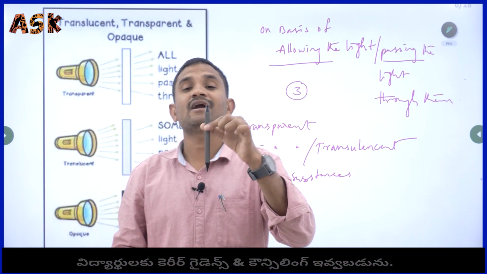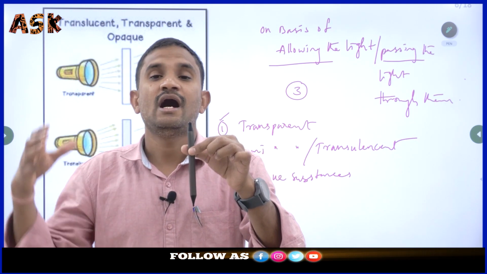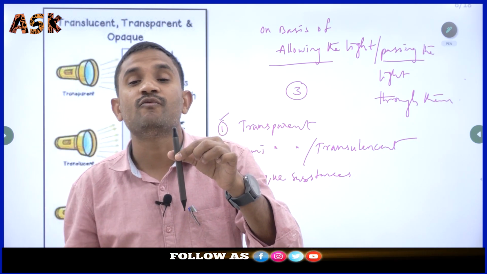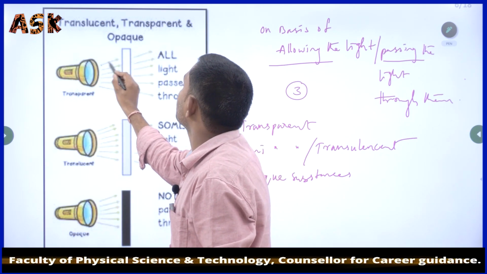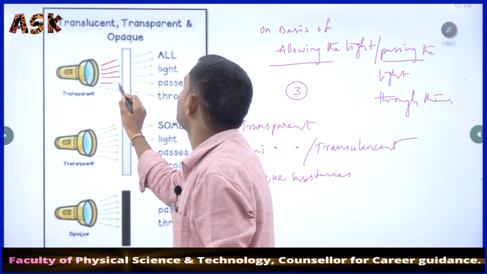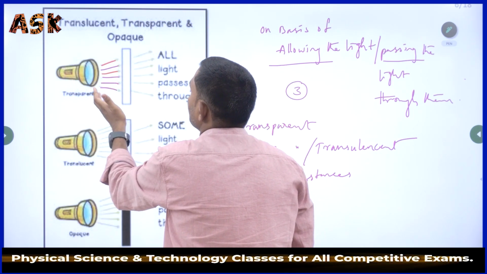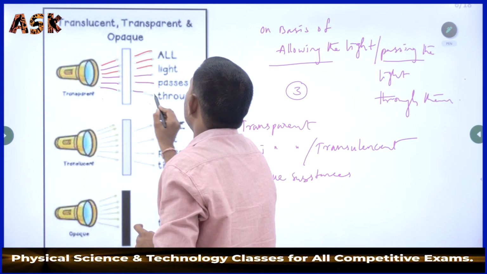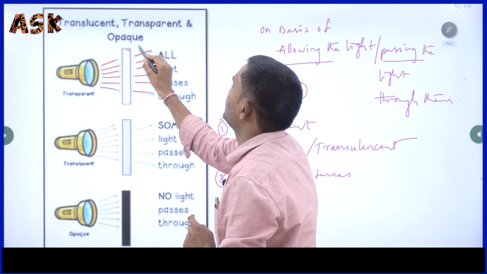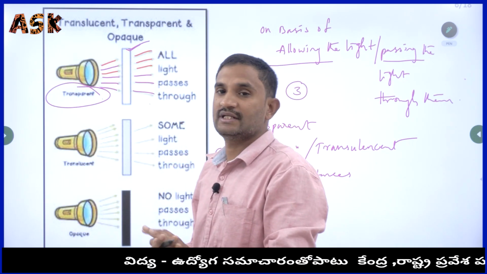First of all, we have to know about transparent materials. These are the substances that can allow the complete light from one side to another side. Suppose so many light rays are incident here. These complete light rays are passing from one side to another side, like this. These kinds of substances we have to consider as transparent materials.